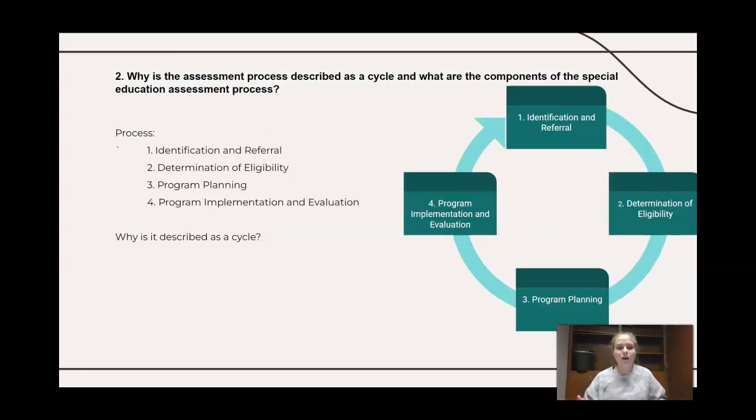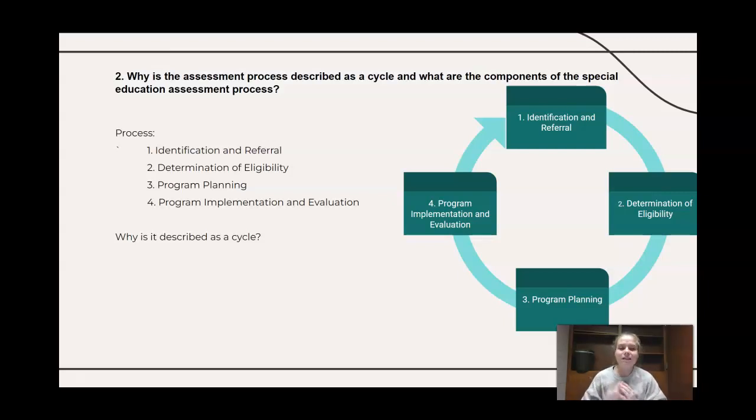Moving on to the second one: why is the education assessment process described as a cycle, and what are the components of the special education assessment process? So I'm going to start with the components. The first one is identification and referral. This includes screening and teacher identification of students with school problems, pre-referral intervention strategies, and referral and notification of parents. So this is when you get the ball rolling. This is where you say, hey, I noticed that your child is struggling in this area, and this is what I'm seeing, and this is what we think the next step should be.